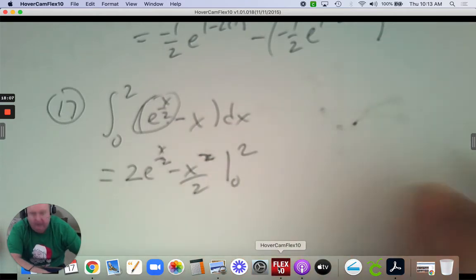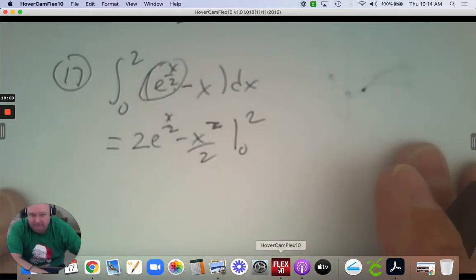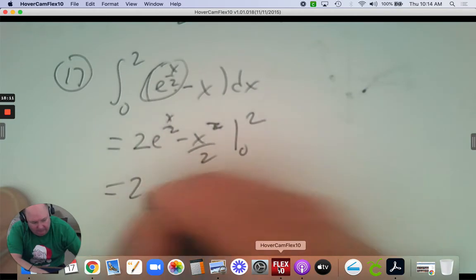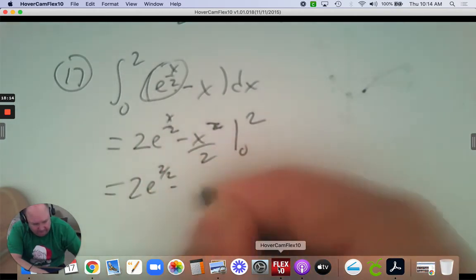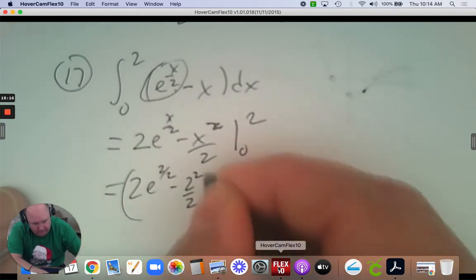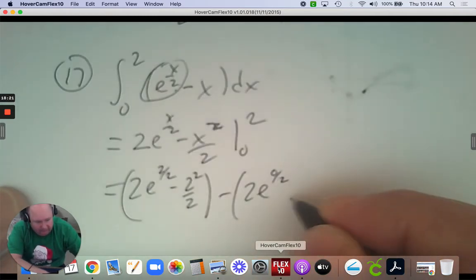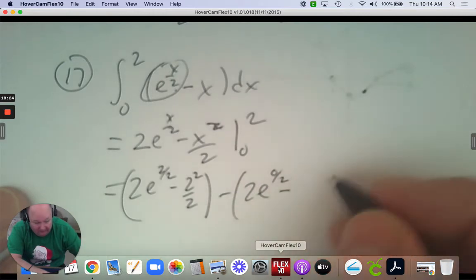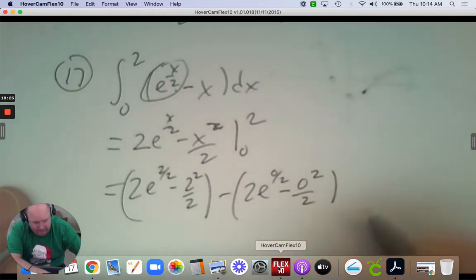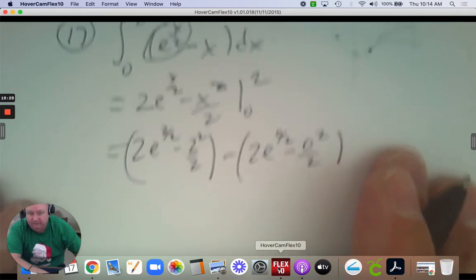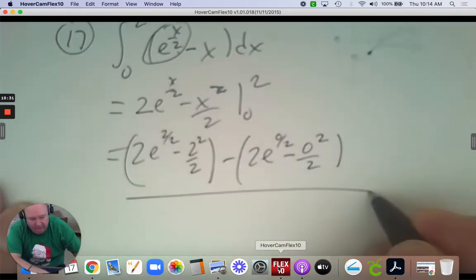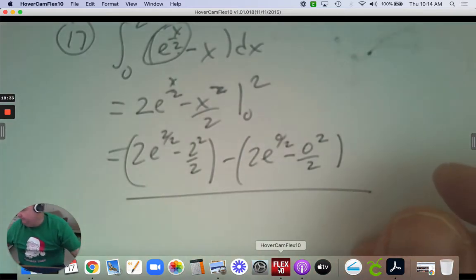And then we're integrating from 0 to 2. Plug in the upper bound. Subtract, plug in the lower bound. Never assume that if the lower bound is 0, the answer is 0, because this does not simplify to 0. But that's a good answer. Number 18.